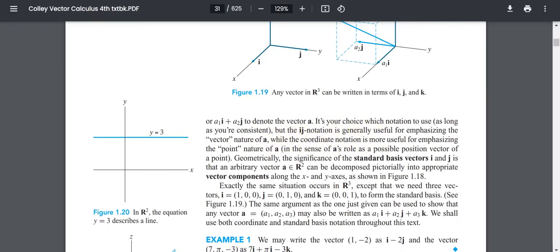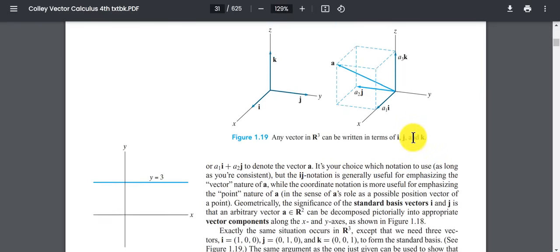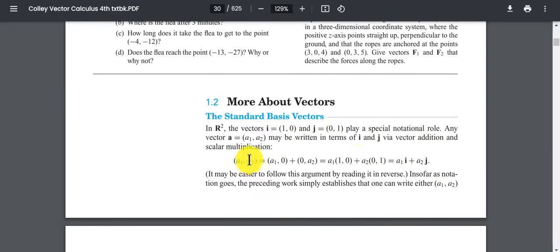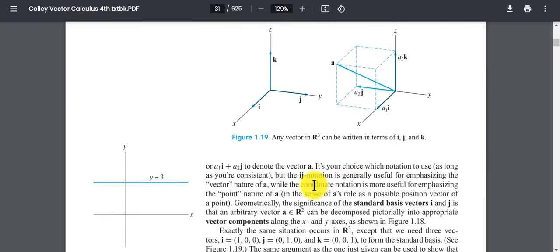So she says here, let's see, what does she say? Oh, she says that we can write the vector in its component version here, or we can write it like this. And we should just get used to being able to flip from here to here and from here to here. So she says, where does she say it? She says, here, it's your choice which notation to use.